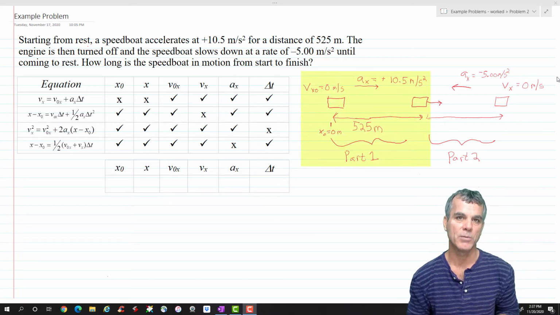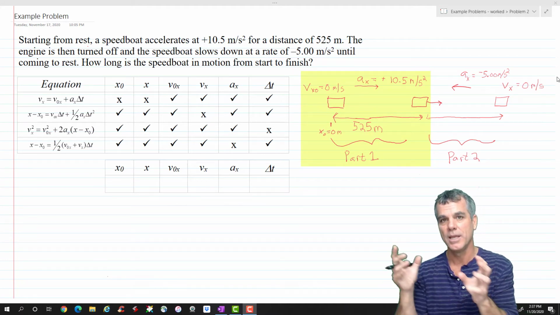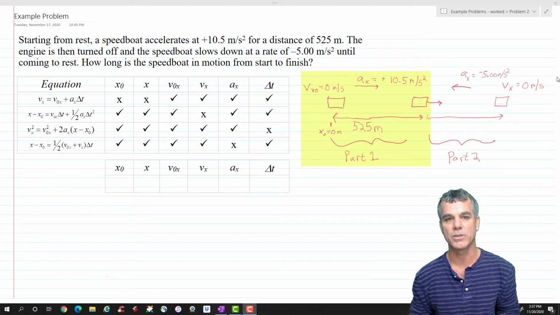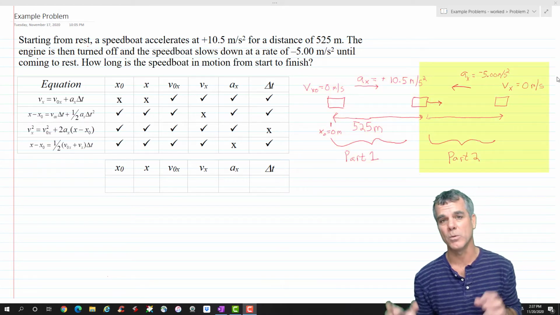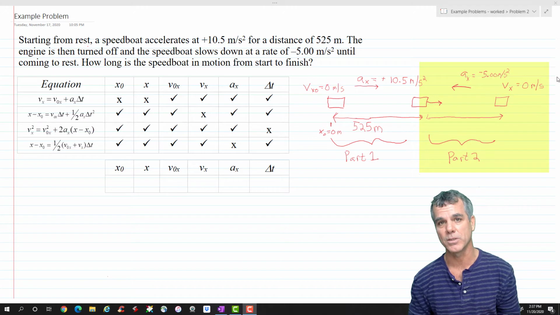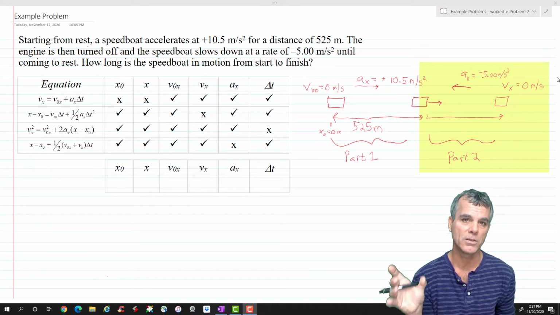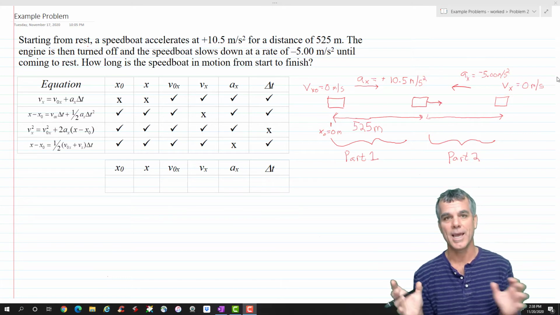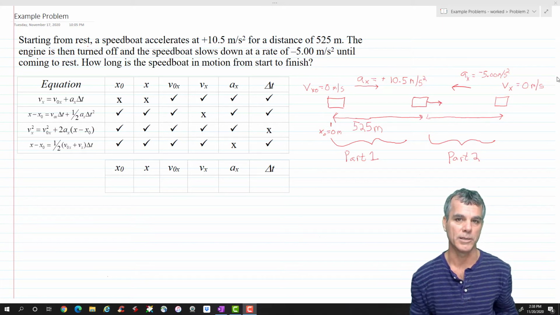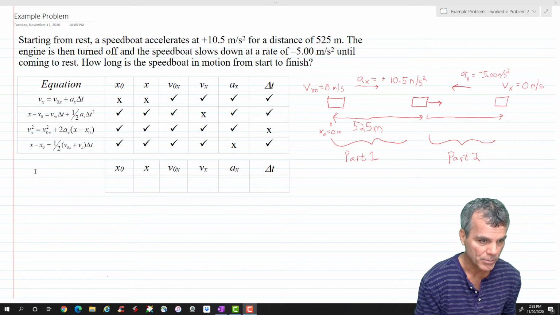Part 1 is going to be when the speedboat starts from rest, accelerates at 10.5 meters per second squared for 525 meters, and then part 2 is going to be when it accelerates at negative 5 meters per second squared until coming to rest. Since the acceleration is different in each part, I have to treat each one separately. Well, let's start with part 1.